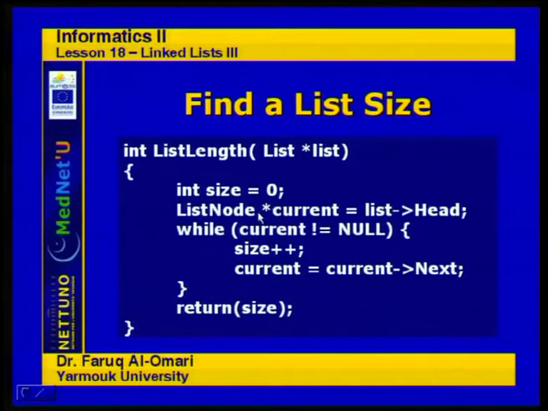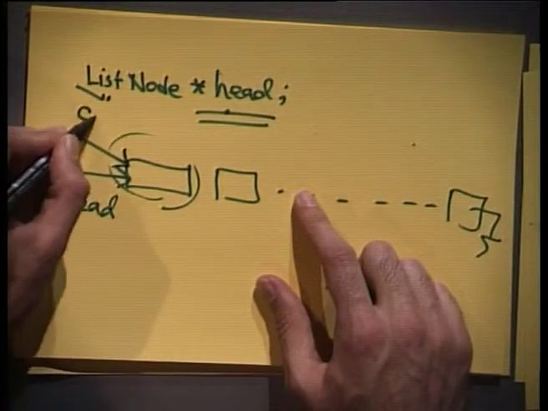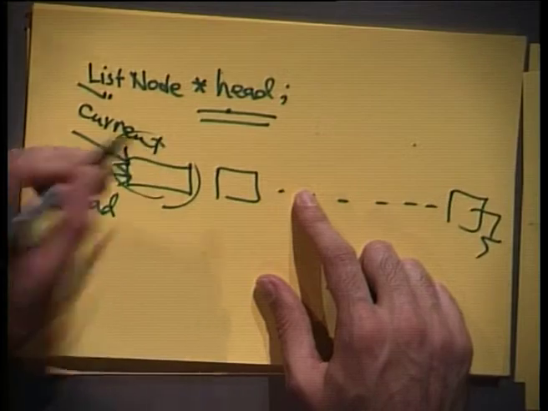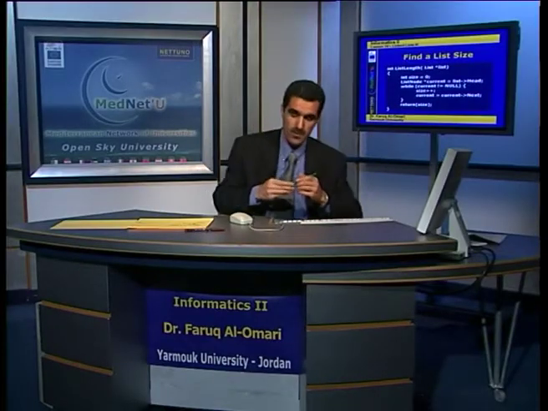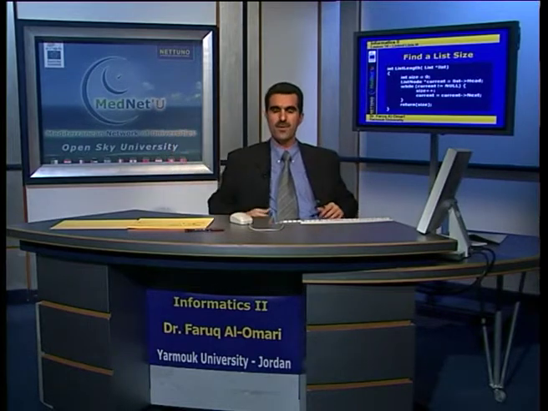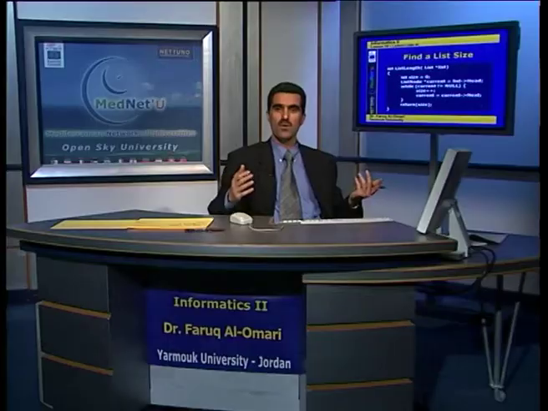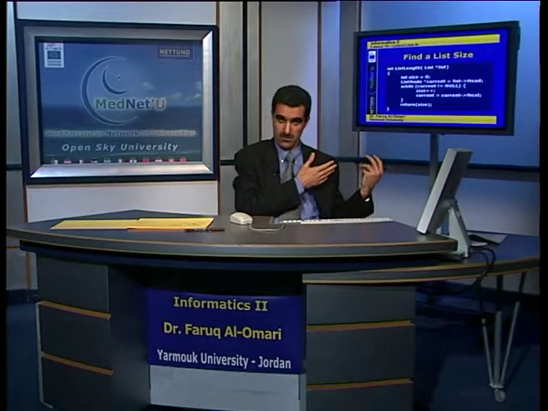And current points to a list node, and I'm initializing it to point to head. So it's pointing to the same thing as head. So this is current. Now, the same as with the previous pictures that we have seen, current is going to visit every node in the list till we encounter null. Each time, it's going to perform the operation in the traverse.